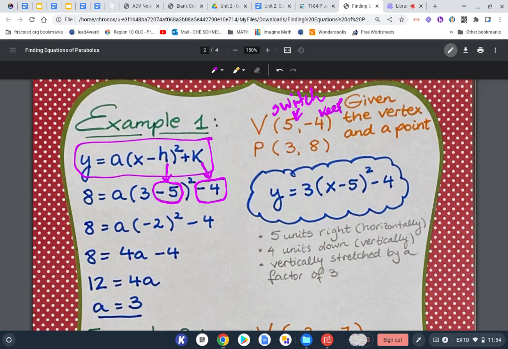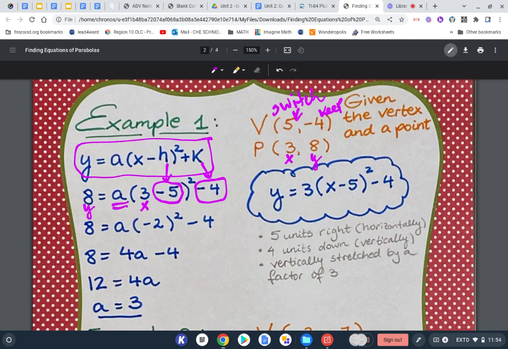Then, of course, I have the x value that I can replace with a 3. And this is what happened. My x turned into 3. And my y is 8, so I replace the y accordingly. Okay, now I'm down to one unknown, which is my a.